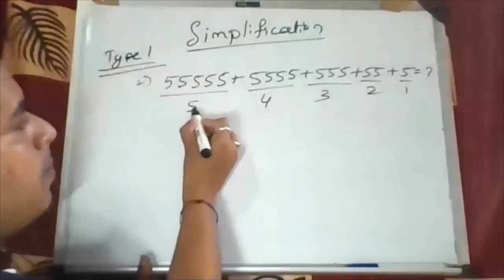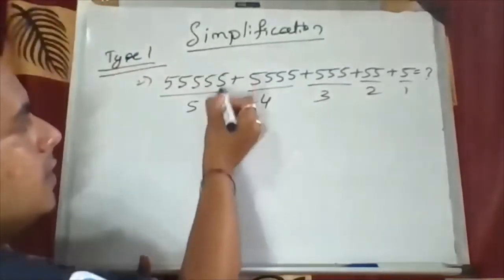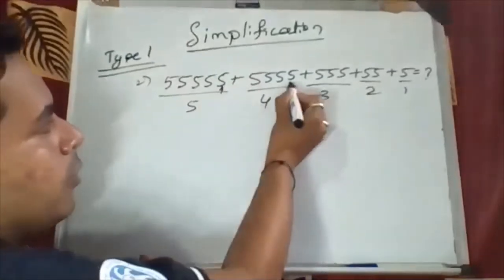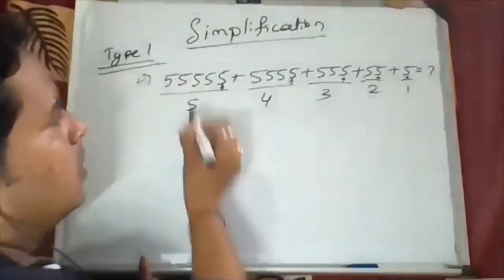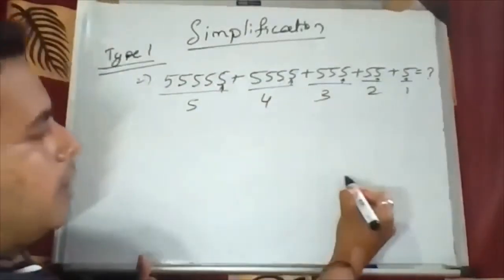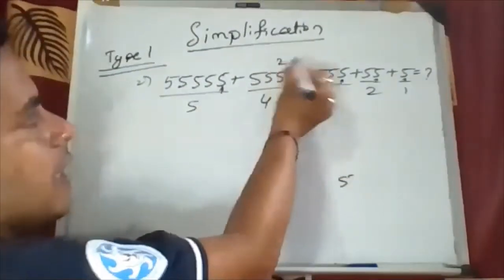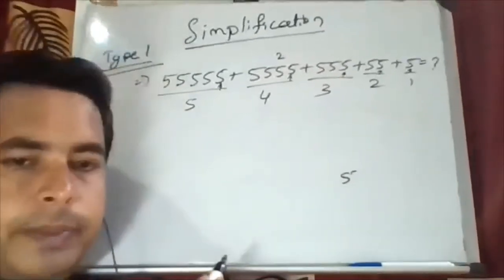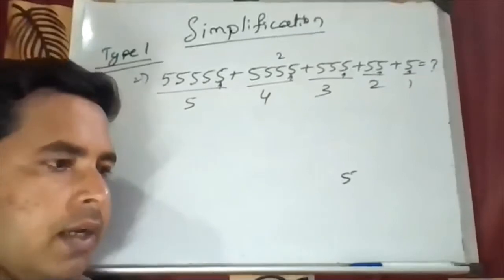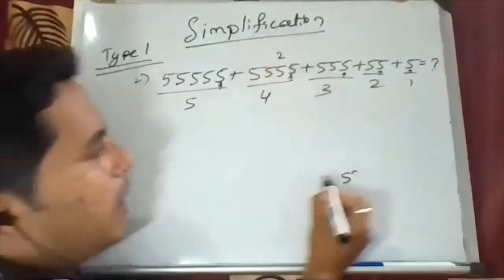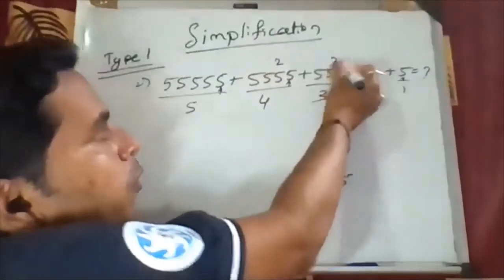So just multiply 5 into this last digit. 5 into last, 4 into last, 3 into last digit, this and this. Okay. So 5 into 5 is 25, I'll write 25 here. 2 will be the carry. Then again 4 into 5 is 20. Okay, 20 plus 2 will be 22. Again here 2 will be the carry.